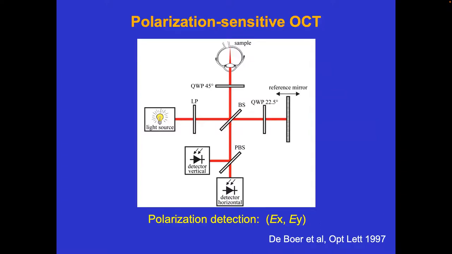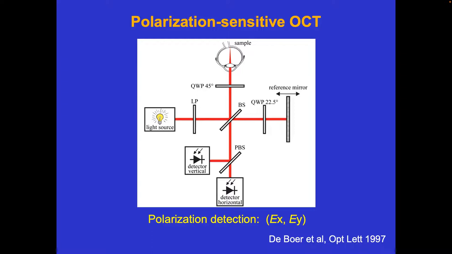So now the question is, how do we detect these very small changes in the polarization state with an OCT system? This is the basic configuration, from 1987, which is a long time ago. You take your light source, you polarize it, you send it to a beam splitter. Half of the light goes to your sample arm, the other half to your reference arm, and then light is reflected and recombined. And then in your detection arm, the extension that you have here is a polarizing beam splitter that splits the light into a horizontal and vertical component.